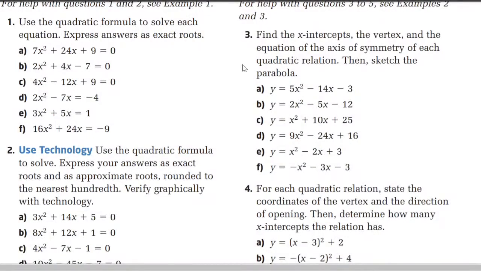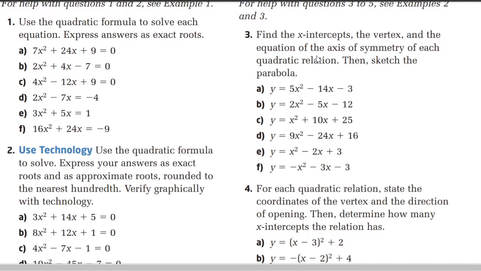3A. Let's do 3A. So we're going to do question 3A. If I switch over to the textbook here, we want to find the x-intercepts, the vertex, and the equation of the axis of symmetry of each quadratic relation, and then we want to sketch the parabola.